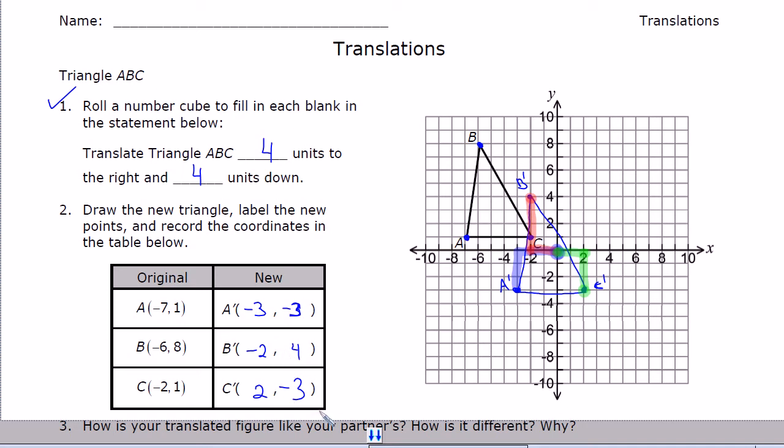Yours are probably going to be different when you come to class, because you're going to roll a different number and your triangle is going to end up in a different place. Okay, so I'm finished with number 2. Let's go on to number 3.